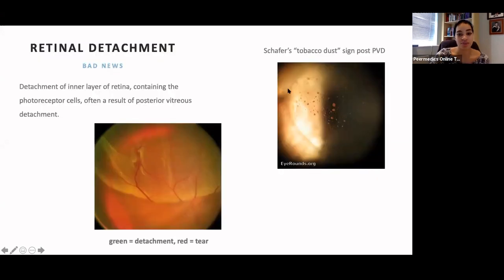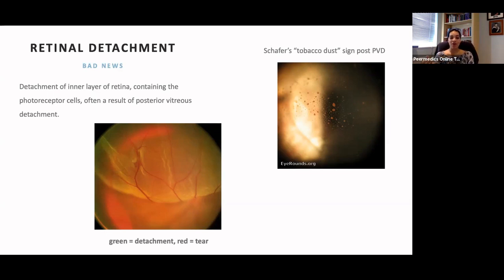So retinal detachment is bad news. It's a detachment of the inner layer of the retina, which is the bit that contains those photoreceptor cells. And as we said before, this is often as a result of that posterior vitreous detachment. So as the vitreous humor detaches from the retinal wall, it can pull the retina with it, that retinal layer. And they get this really characteristic picture.